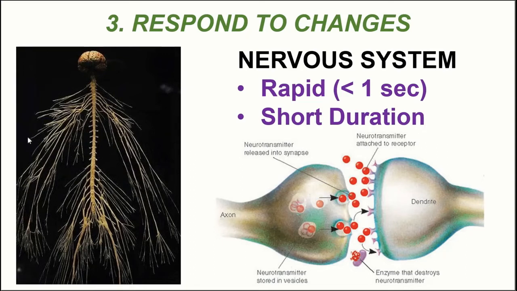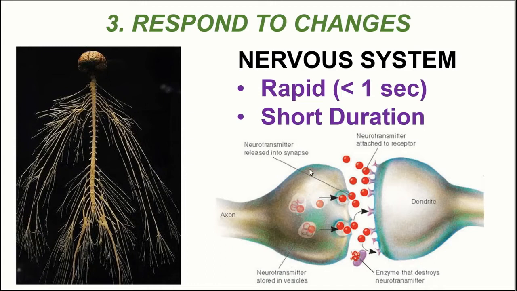So the nervous system uses a combination of electrical and chemical signals to rapidly communicate with other cells and organs. So that's kind of a hallmark of the nervous system. It's a very rapid and direct communication system. So the nervous system sends signals to very specific places within the body.